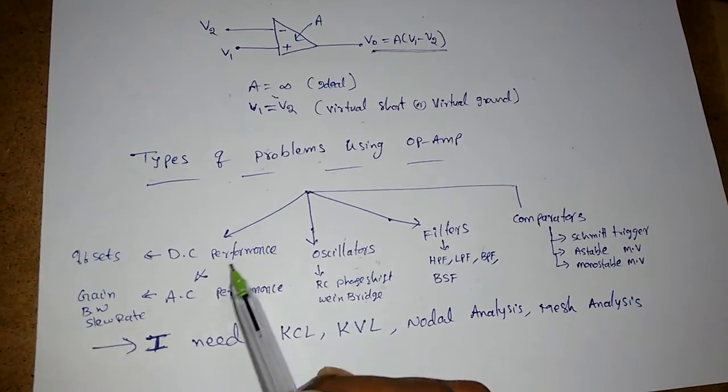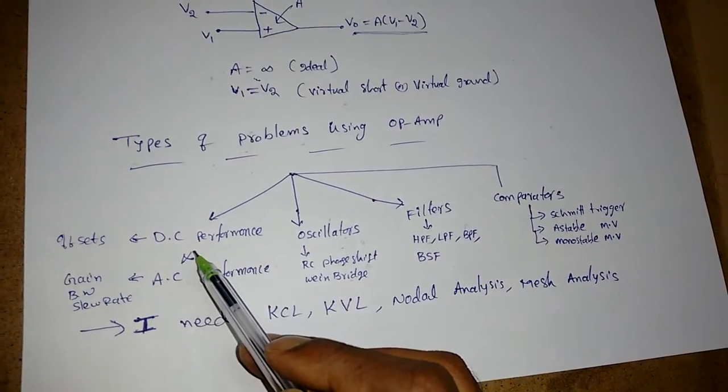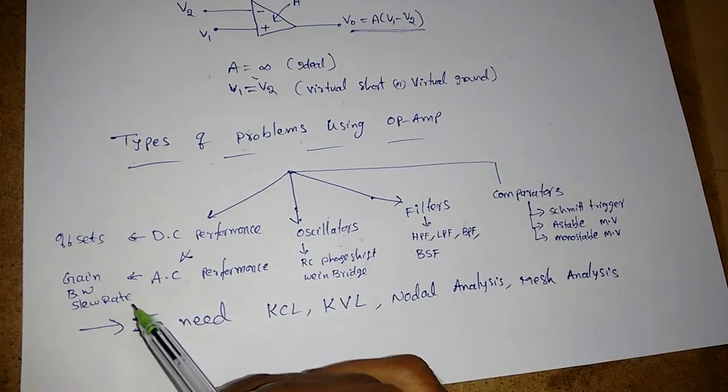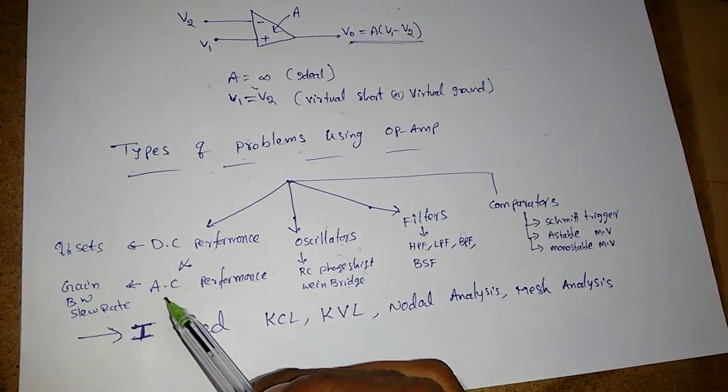In these two categories they will give questions like: what is the output offset voltage when some input offset voltage is there, etc.? Find the slew rate, or if the slew rate is given, find the voltage change at the output.